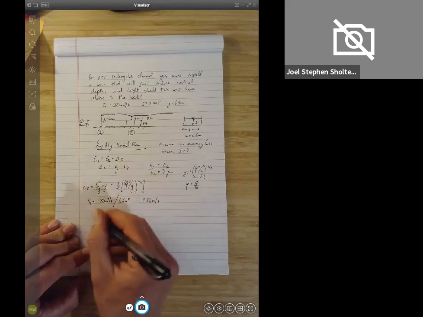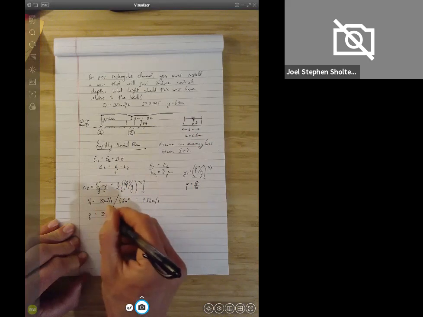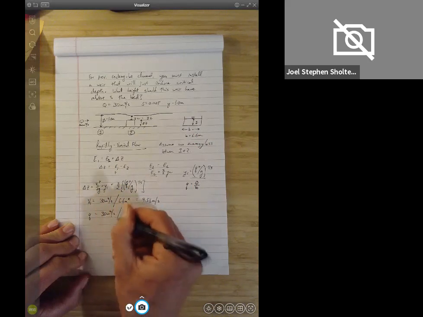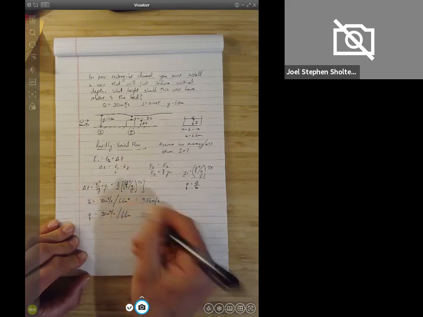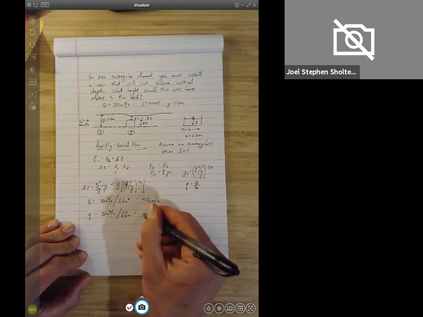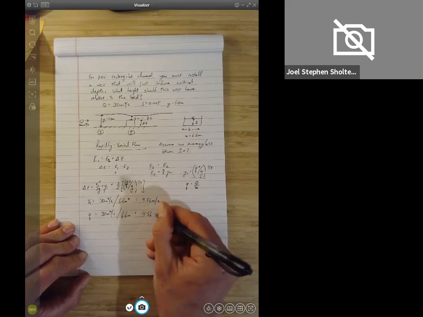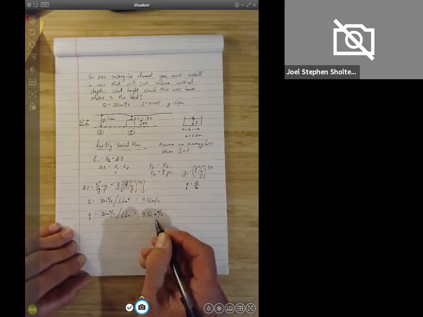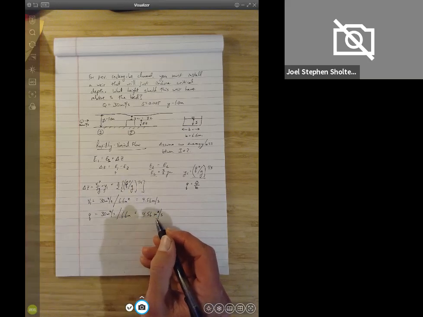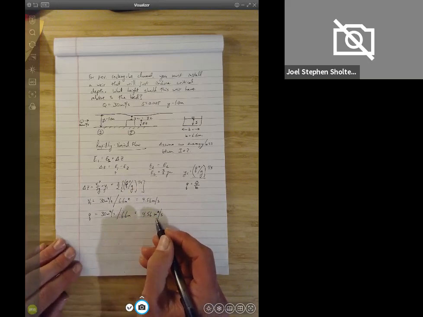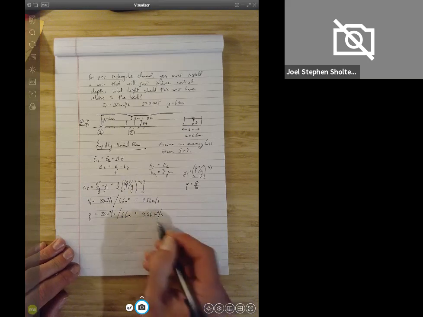All right, little q, 30 cubic meters per second divided by 6.6 meters, the bottom width, gives us 4.56, whoa, shocker, meters squared per second. So those are the units of our unit discharge, the discharge per unit width. So every meter has this value of meters squared per second.